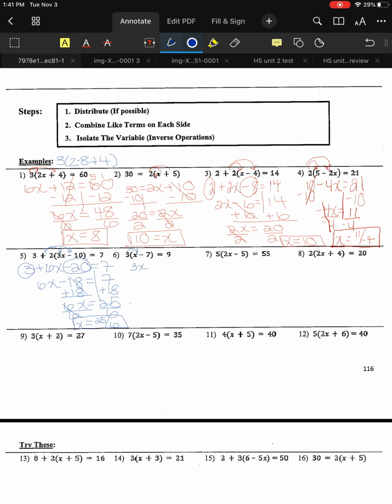Problem number 6, 3 times x, 3x. 3 times a negative 7 is a negative 21, which equals 9 by 9. There's nothing I can combine together, so I want to get the 21 over to 9 by adding it.